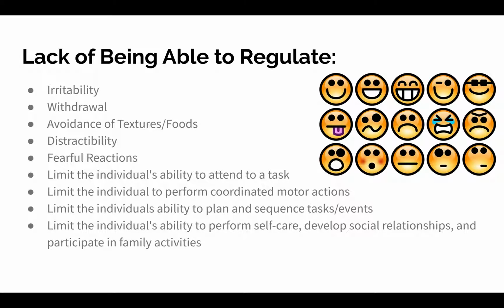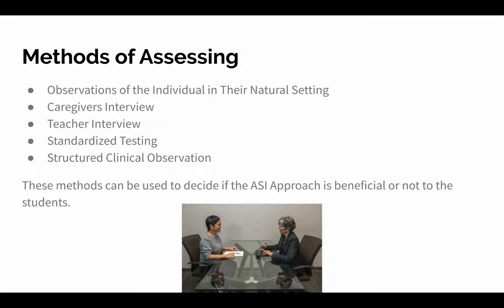So we noted above that AIRS has her system, and this is just a little tidbit of the methods of assessing if an individual may need sensory integration therapy. So first, there's going to be observations of the individual in their natural setting. If you interview them or observe them in a room where they're not used to, they are going to act differently than at home, so it's important to view them in their natural setting.